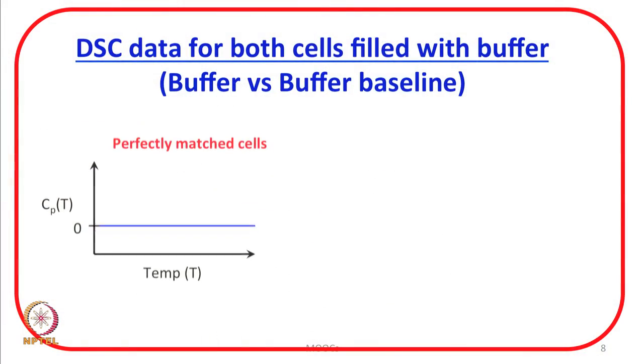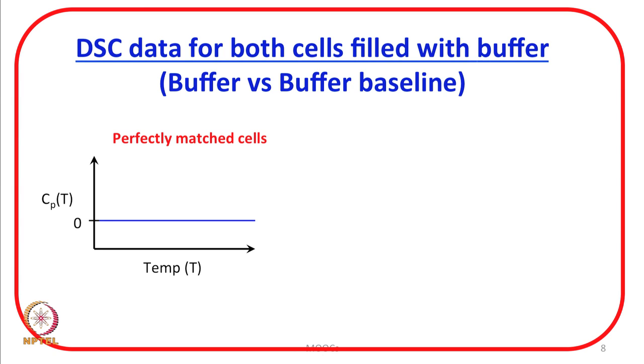What you need to do is, for example, if we are talking about protein solutions, a separate experiment needs to be done in which the buffer is filled both in the sample cell as well as in the reference cell. Let us take a look. If we are able to get a pair of cells which are perfectly matched, there is no difference in the geometry, we will expect a straight line.